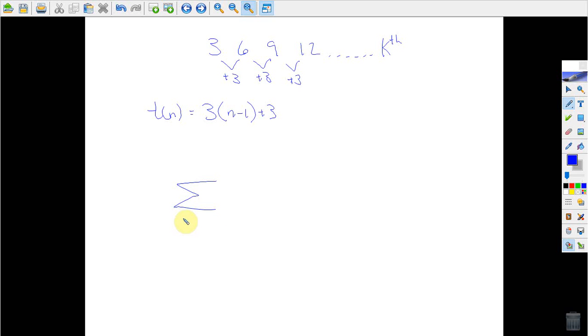So we could sum, say, from n equals 5 to 7 of this equation, 3 times n minus 1 plus 3. And that tells me that I'm going to sum from my fifth term to my seventh term. So if I plug in t of 5 plus t of 6 plus t of 7, that'll give me the sum over that range.